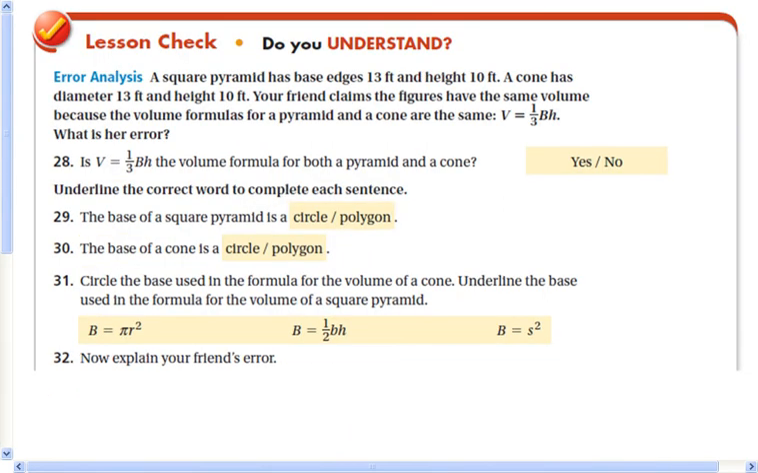All right, lesson check. What is the error here? So a student thought that a square pyramid with base edges 13 and 10 would have the same volume as a cone with a diameter of 13 and a height of 10. So we'll just check that out and see.